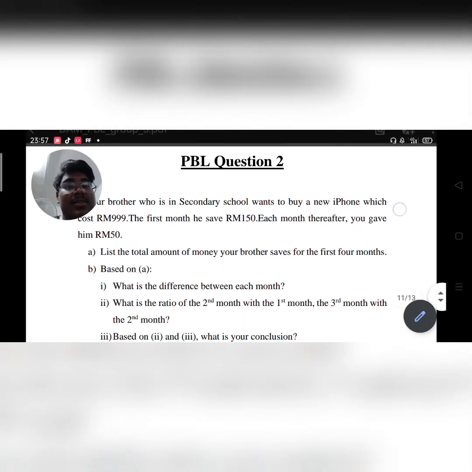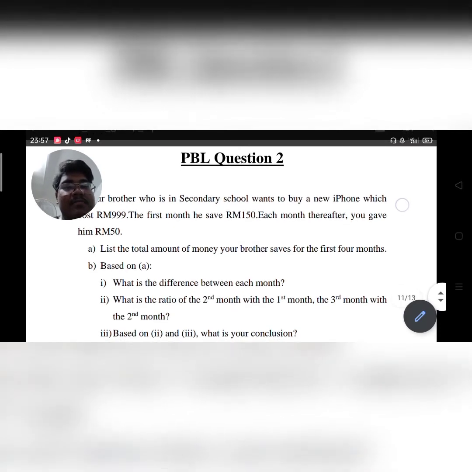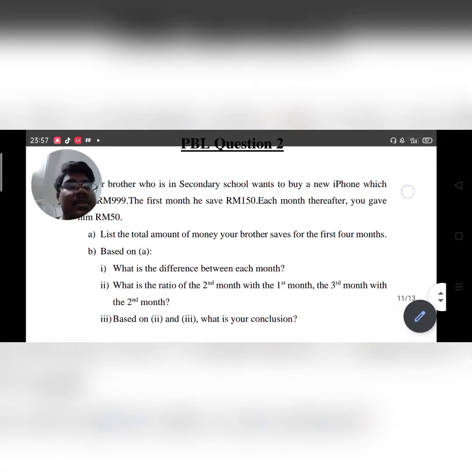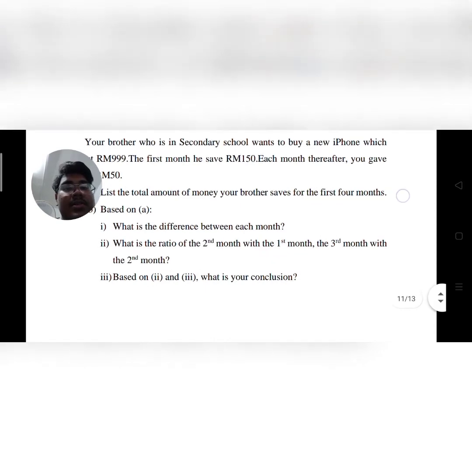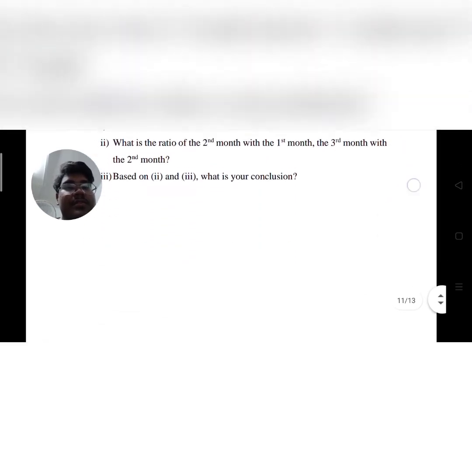A. List the total amount of money your brother saved for the first 4 months. B. Based on A, what is the difference between each month, and what is the ratio of the second month with the first month, and the third month with the second month? And number 3 is, based on 2 and 3, what is your conclusion?